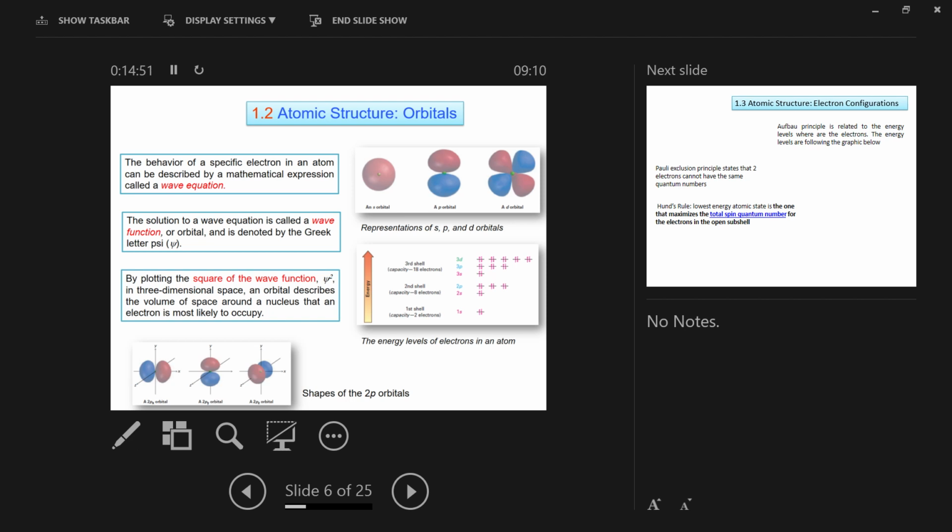Finally, in the third row, in the third shell, we have access to 1 s orbital, 3 p orbitals, and 5 d orbitals. That means that we can put 10 more electrons. In total, we can put 2 electrons in the first row, 8 electrons in the second row, and 18 electrons in the third row.